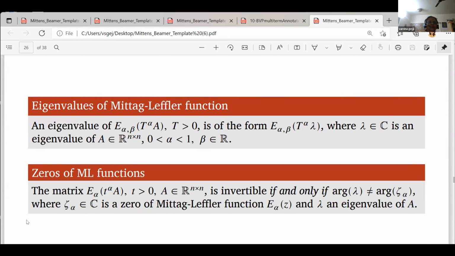Now, let us see how it is related to the eigenvalues of the Mittag-Leffler function. For that, a small proof is required, which I am not giving here. An eigenvalue of E alpha beta of this matrix T alpha A, which is also a matrix, is of the form E alpha comma beta of T alpha lambda. Here T is a real number and lambda is a real number. But it is interesting to note that an eigenvalue of this matrix is of this form, E alpha comma beta of T alpha lambda.